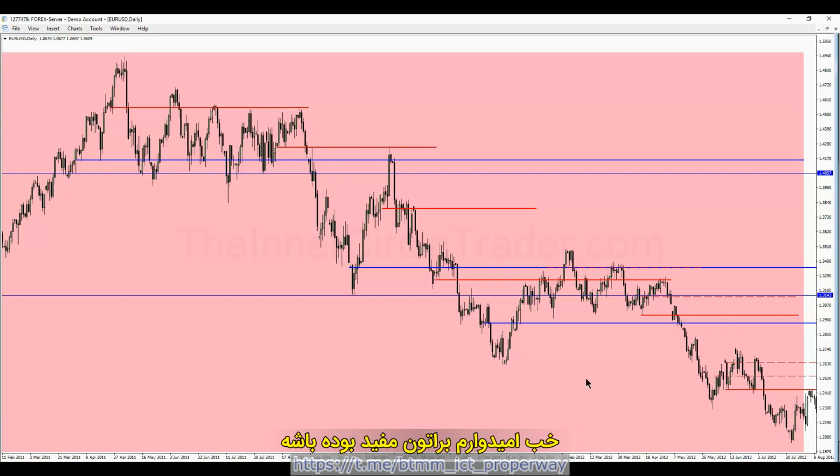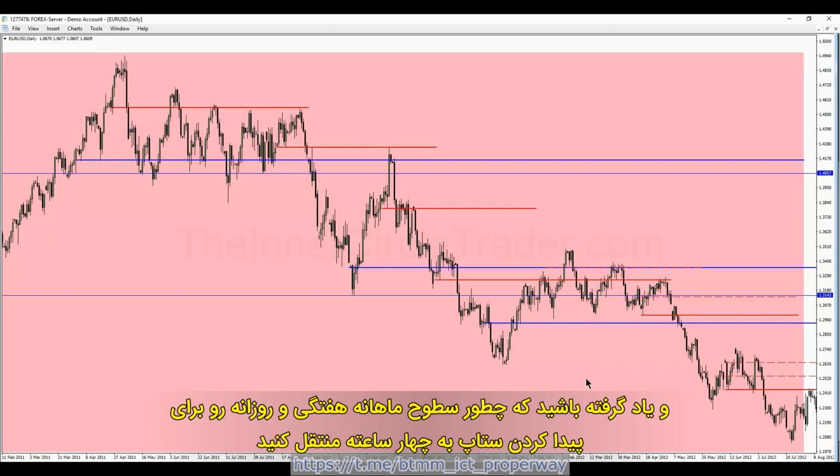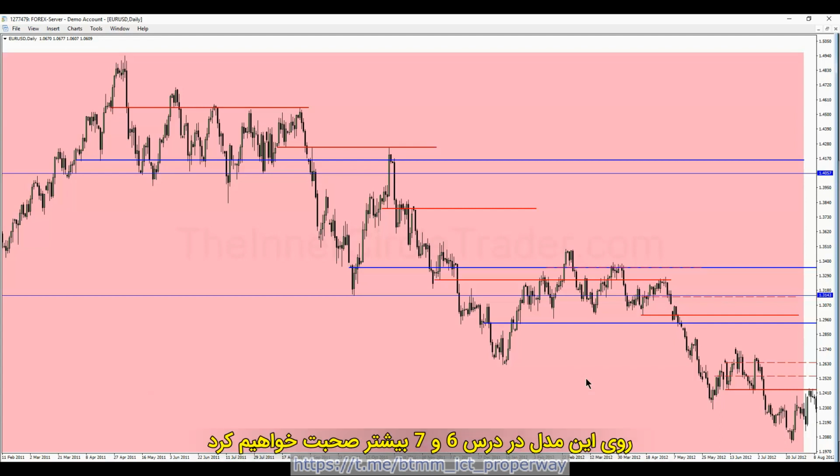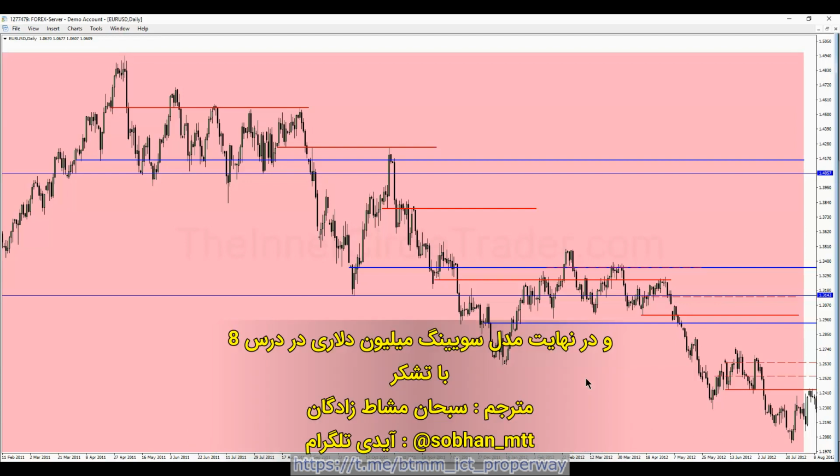So hopefully this has been insightful to you guys in regards to how you take the levels from the monthly, weekly, and daily and transpose them to the 4-hour chart to look for setups. We're going to build on this model in lesson 6 and 7, finally with the $1 million swing trading model in lesson 8.